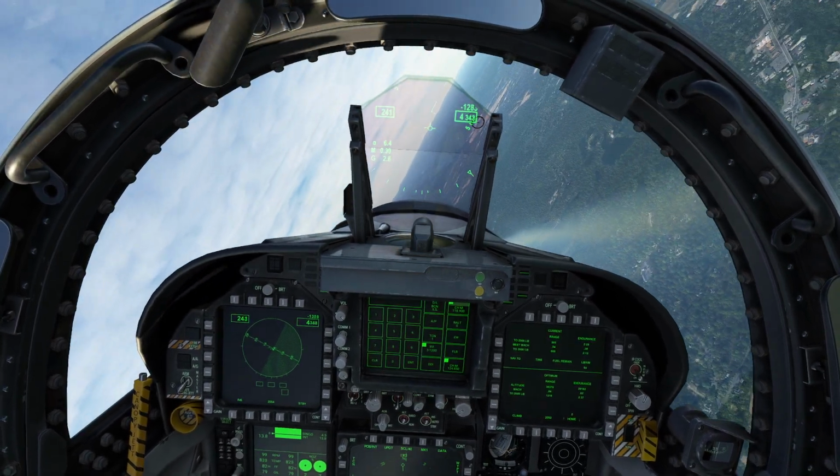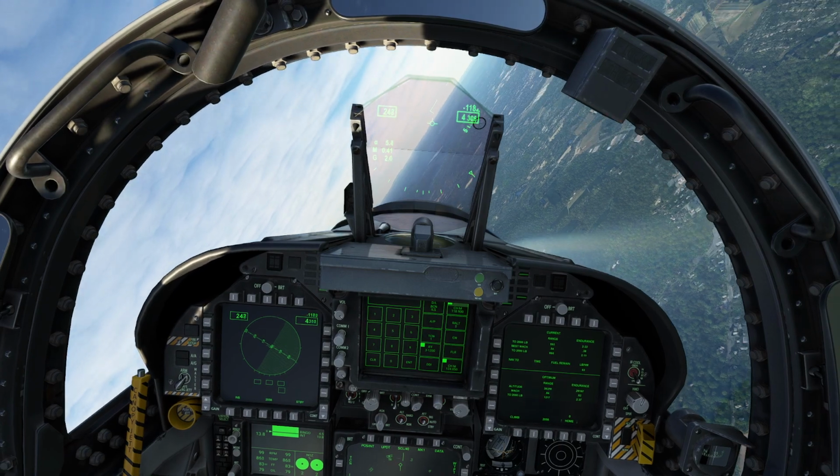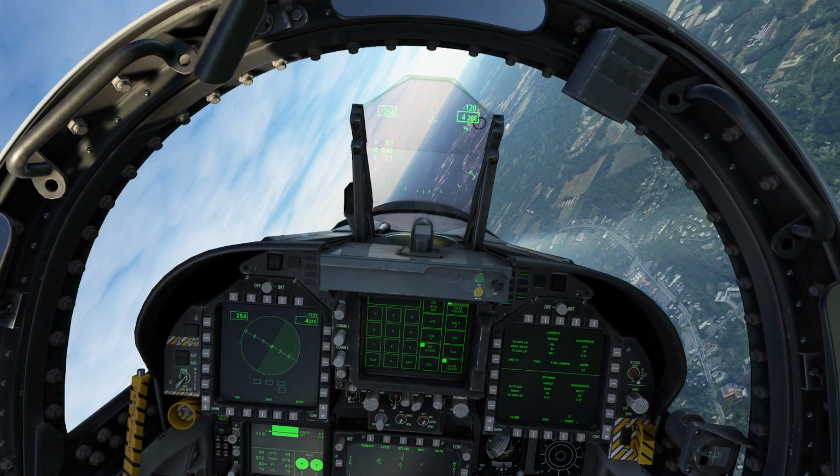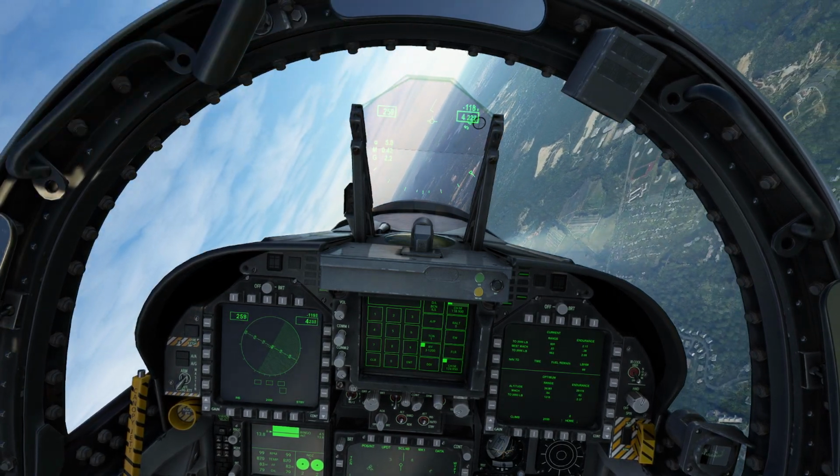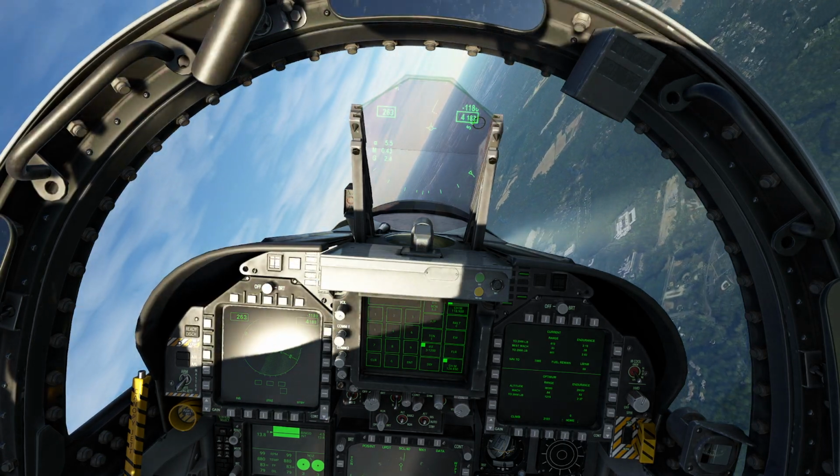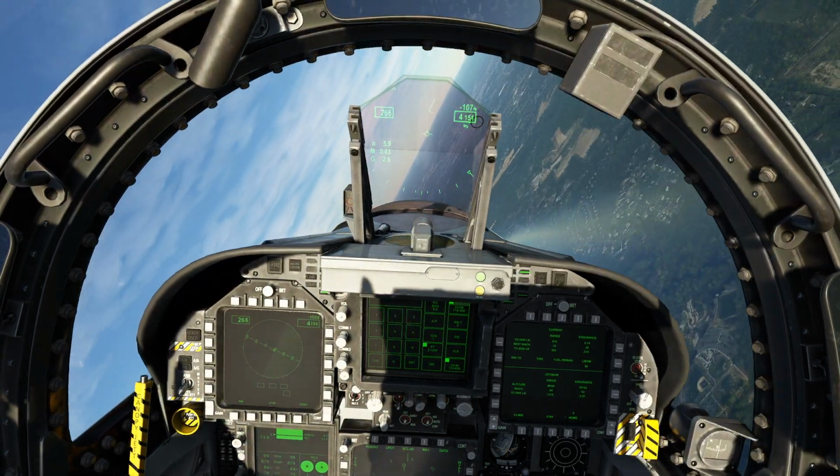And we're just going to try to somehow do this. And let's see what we notice. Let's see here. We're doing about 250 indicated. Now you can see we're pulling about 2.2 Gs. Mach number is about 0.43. And my angle of attack is not high.